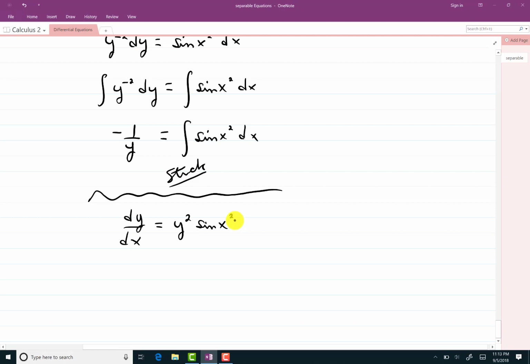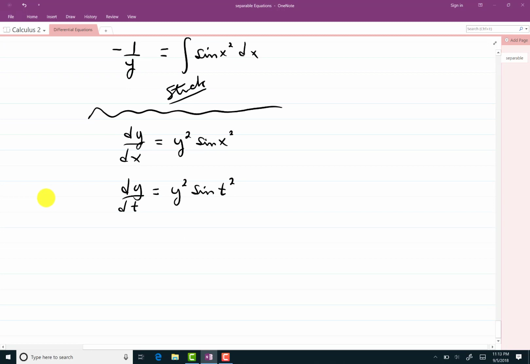What I'm going to do next is this. dy over dt equals y squared sine of t squared. You'll see in a minute why I'm going to t, because t will be a variable that I'll use in integration, and what you use in integration doesn't really matter.